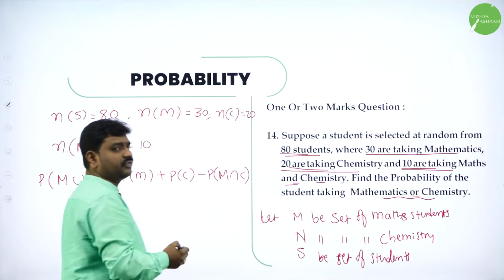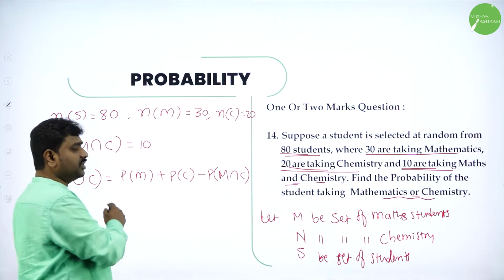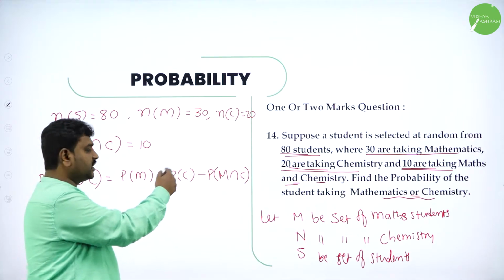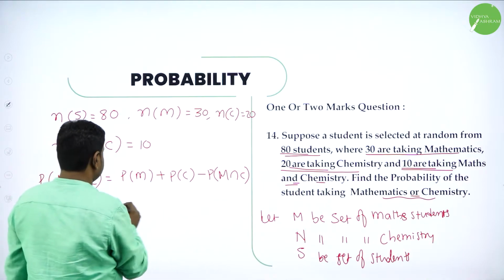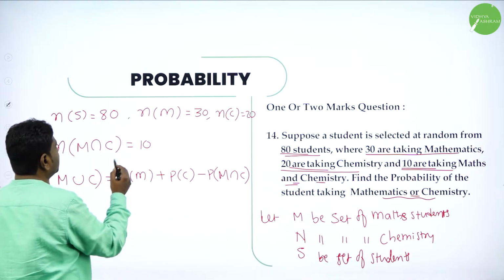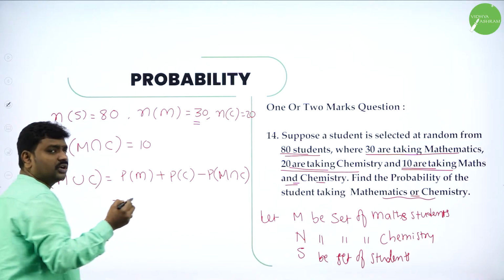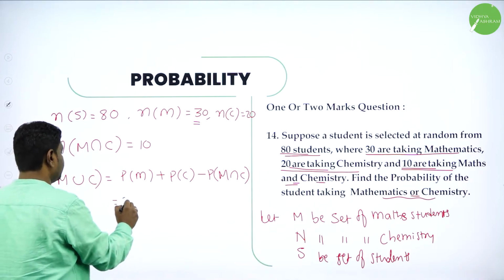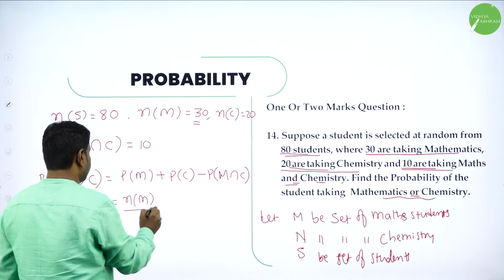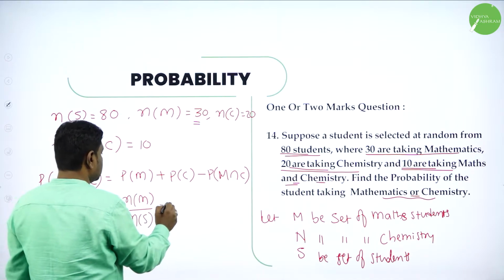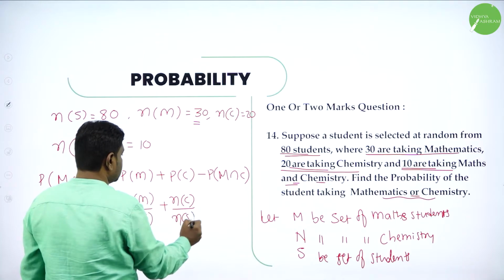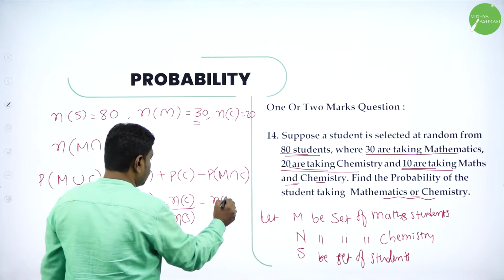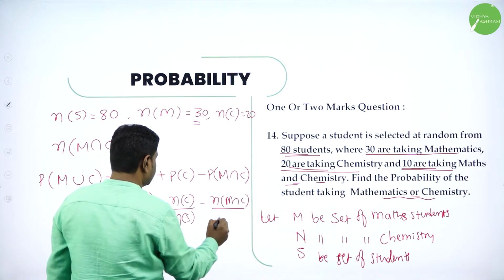So we have a formula: P of A union B is P of A plus P of B minus P of A intersection B. Similarly, M union C is M plus C minus M intersection C. Probability of students taking maths is, probability means what? Number of students taking maths divided by total number of students, plus number of students taking chemistry by total number of students, minus number of students taking both by total number of students.